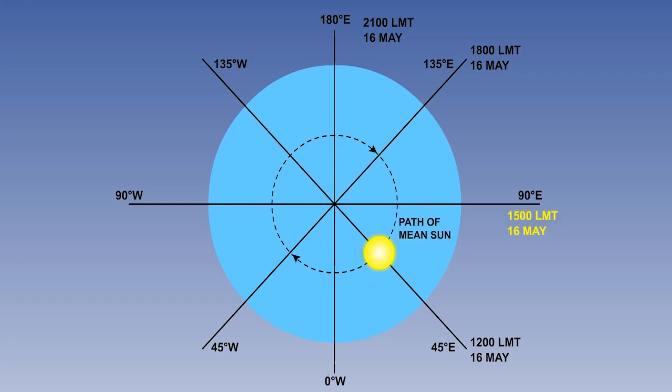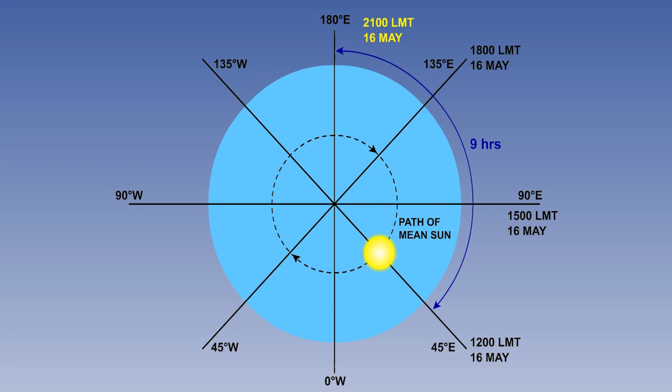As the scene is Earth-centred, instead of the Earth spinning eastwards, we imagine the Sun moving westwards. At 90 east, the LMT is 1500 hours. The Sun passed over it 3 hours ago. At 135 east, it is 1800 hours. The Sun passed over it 6 hours ago. And at the Greenwich antimeridian, 180 degrees east, the LMT is 2100 hours, still on the 16th of May.